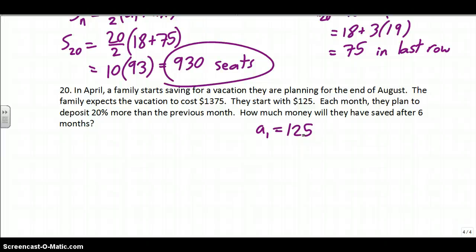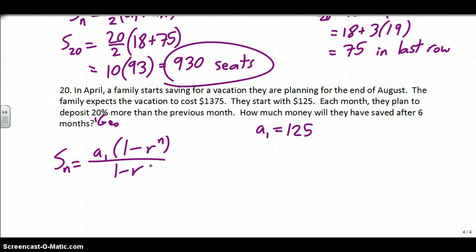Since you're depositing 20% more, that's geometric. Any percents are going to be geometric. So the sum formula for geometric is the first term times 1 minus r to the n over 1 minus r. We know what a1 is. r is the amount you're multiplying by each month. Since you're depositing 20% more, you take 1 plus 0.2 and you get 1.2. If it were increasing, you would add. If it were decreasing, you would subtract from 1, right? And your n is the number of months, which is 6.